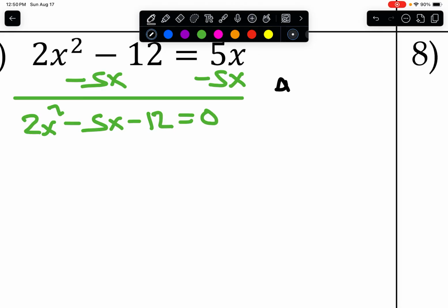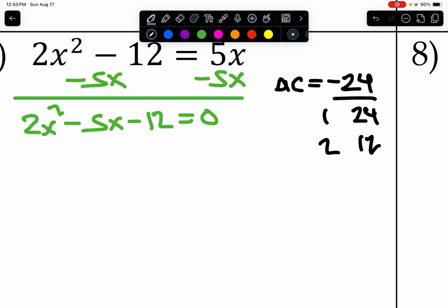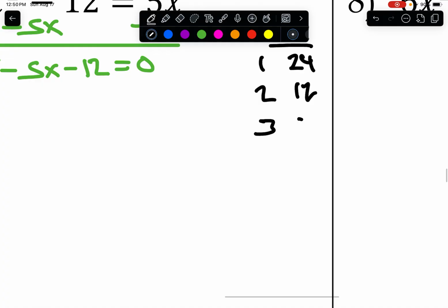So my a times c is going to be equal to 2 times negative 12, which is going to give me negative 24. So I want factors of negative 24 that are going to add up to my b value, which is negative 5. So factors of negative 24, we have 1 and 24, 2 and 12, 3 and 8, 4 and 6.